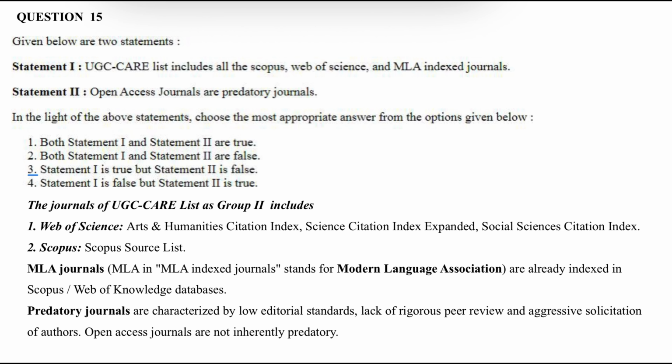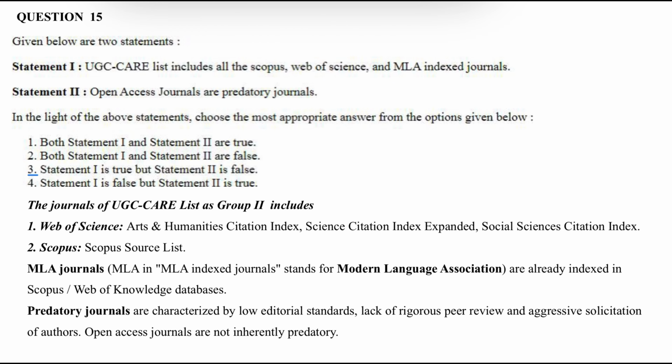Question number 15. Given below are two statements. Statement 1. UGC CARE list include all the Scopus, Web of Science and MLA indexed journals. Statement 2. Open access journals are predatory journals. In the light of the above statements, choose the most appropriate answer from the options given below.